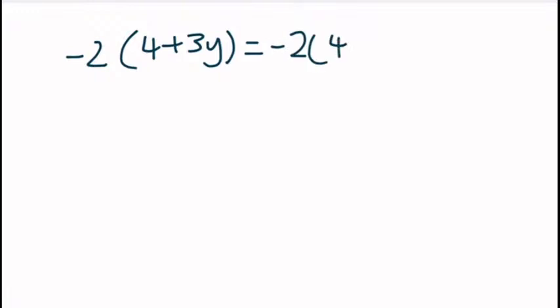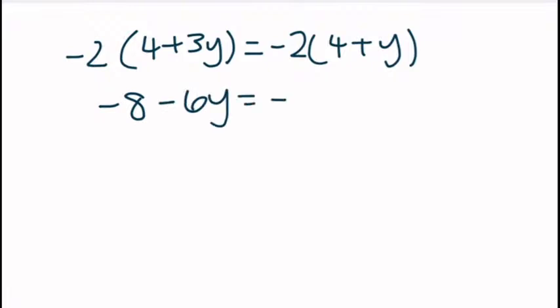Now let's try the next one. Let's try negative 2 times (4 plus 3y) is equal to negative 2 times (4 plus y). So as always, we're going to use PEMDAS and distribute first. So you get negative 8 minus 6y equals negative 8 minus 2y.